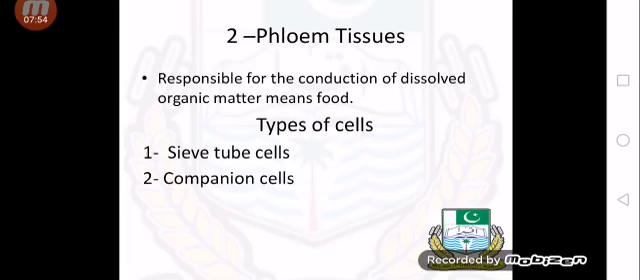The other type of compound tissue is known as phloem tissue. Phloem is responsible for the conduction of dissolved organic matter, meaning food. So it is responsible for the movement of food which is prepared in leaves, and then it is transferred to all parts of the plant. Again, as it is a complex tissue, a compound tissue, it has two types of cells. Number one is sieve tube cells, and the other is known as companion cells.